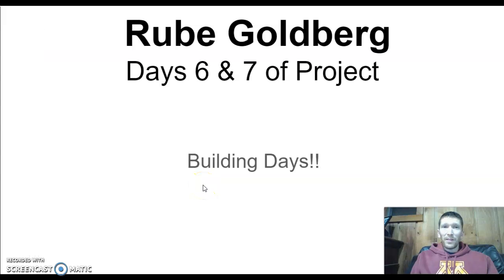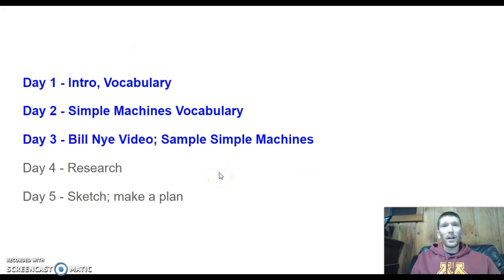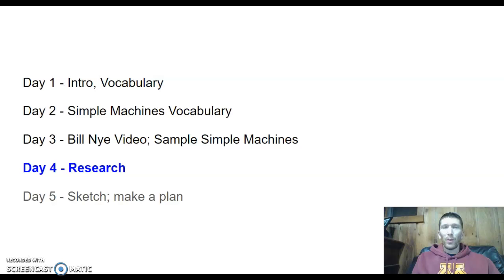Welcome, seventh graders. You are on day 6 and 7 of your Rube Goldberg project, which means you are ready to build your project. Just to recap what we've done so far, you've spent the first 3 days talking about simple machines vocabulary, learning what that is and that background information. Then, after we got a good idea of what simple machines are and different examples, you had a day to research ideas and to gather different ways to do Rube Goldbergs and how to connect simple machines together.